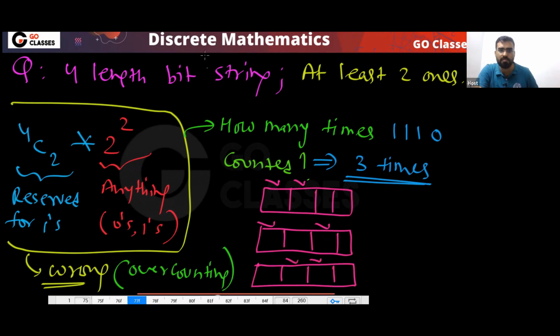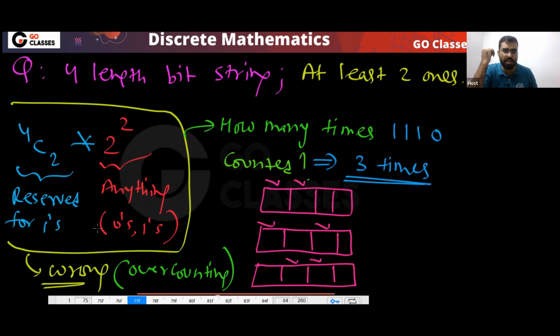Are you understanding what I'm saying? In one way, you can select these two positions reserved for ones. In another way, in a parallel universe, you can select these two positions reserved for ones. In another parallel universe, you can select these two positions reserved for ones. Yes or no?